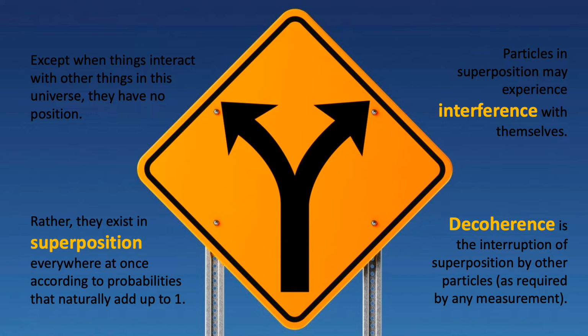And particles in the superposition can actually interfere with itself as it moves into those other positions. When a particle in superposition does interact with some outside particle, the superposition collapses. That's what we call decoherence. And from that point forward, the particle will then occupy only one positional state.